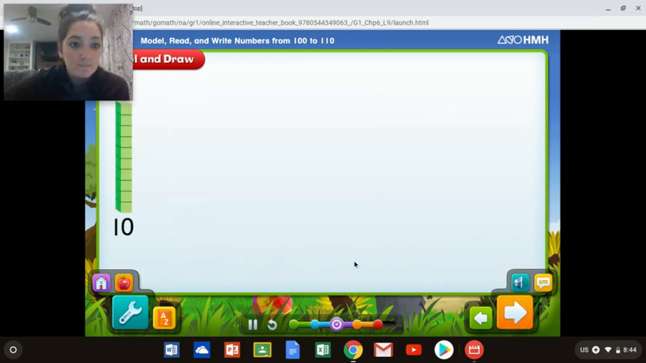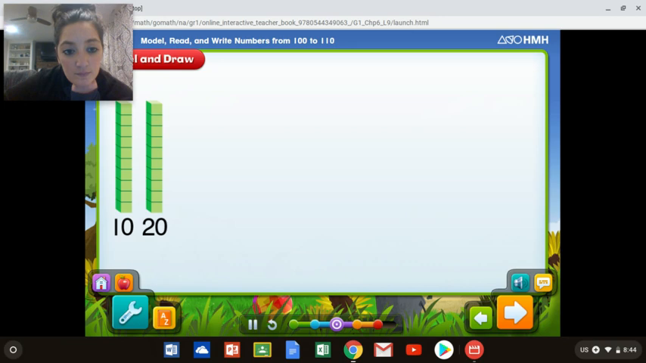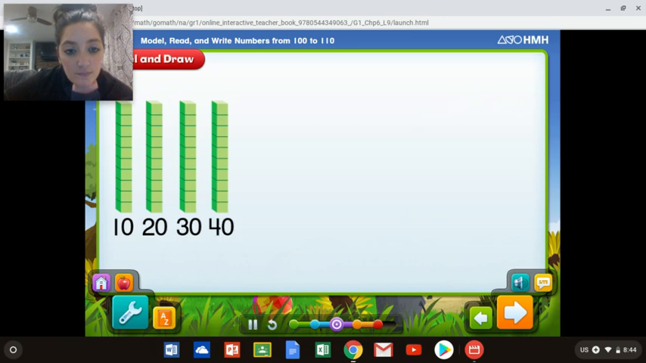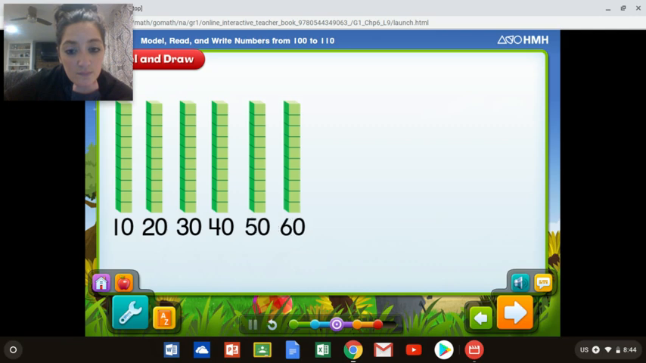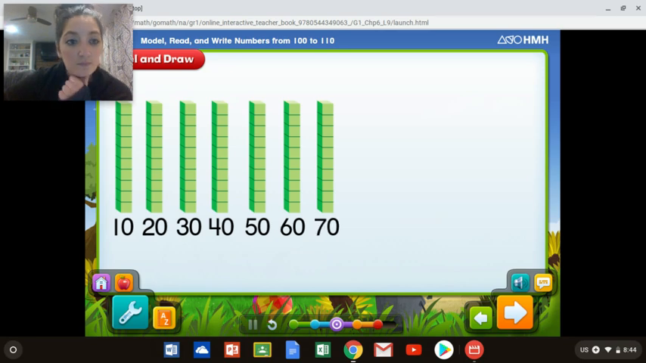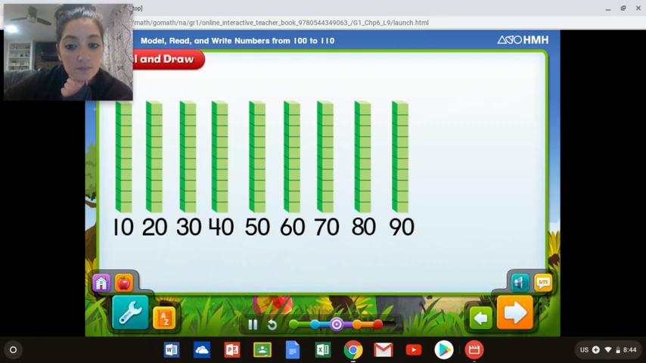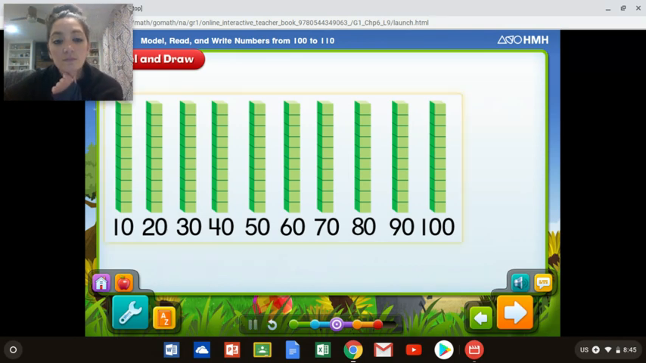What number is the same as 10 tens and one more? Count 10 tens. 10, 20, 30, 40, 50, 60, 70, 80, 90, 100. Click to show the number that is one more than 100.